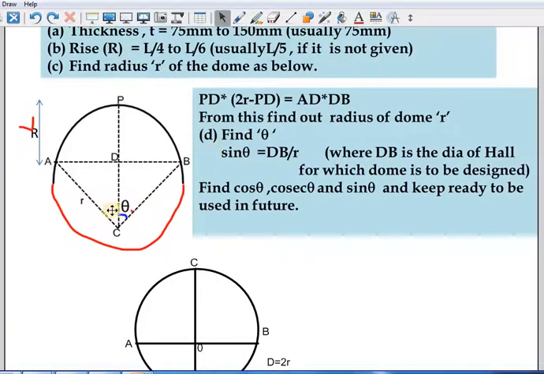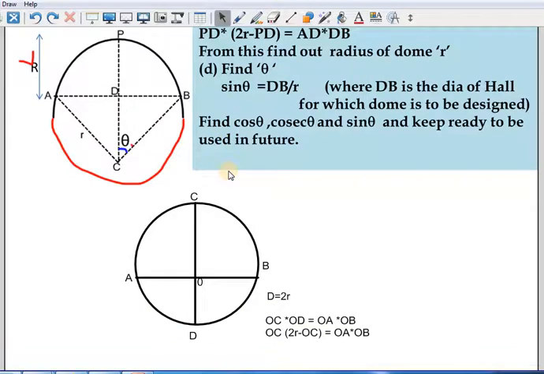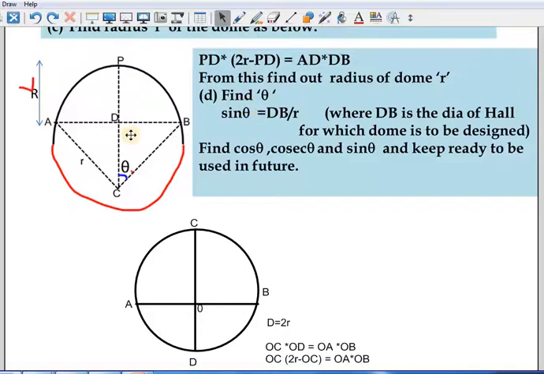Same is the case here. I want to find out the value of R here. So I can write PD into (2R minus PD), as we have done here, is equal to AD into BD. From this I can find out R, the radius of the dome. Okay, so theta I can find. So this is the theta here. Sine theta is DB by R, where BC is R. So from that you can find out theta, to understand whether theta is more than 51.8 degrees or less.